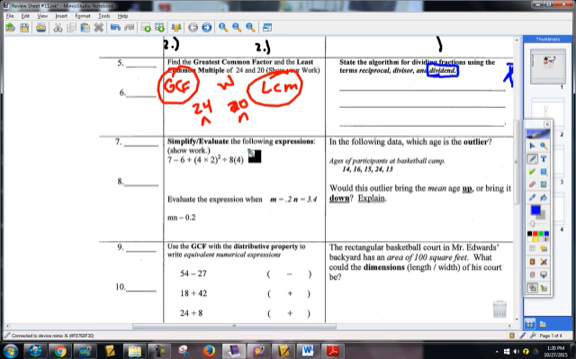Here, definitely need work. One step and rewrite. Don't forget to write PEMDAS. If you don't write PEMDAS, it is wrong.